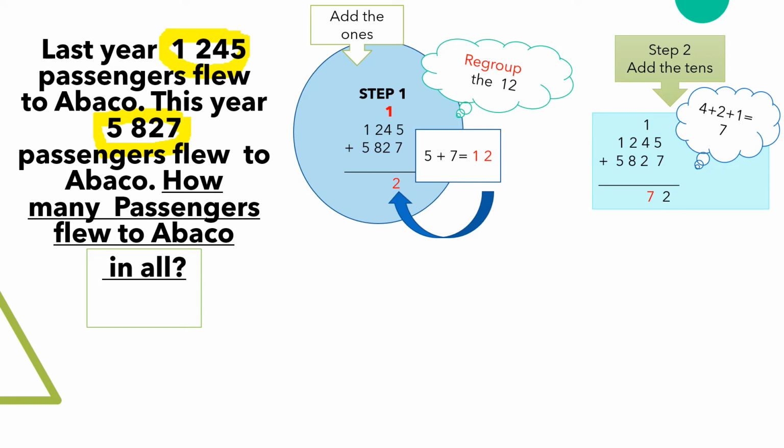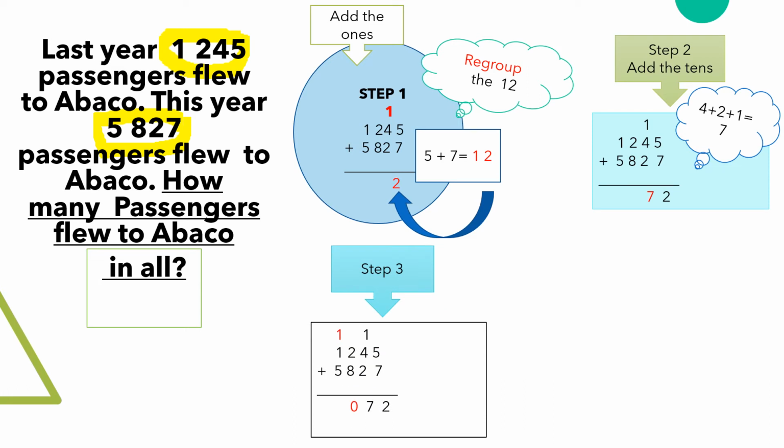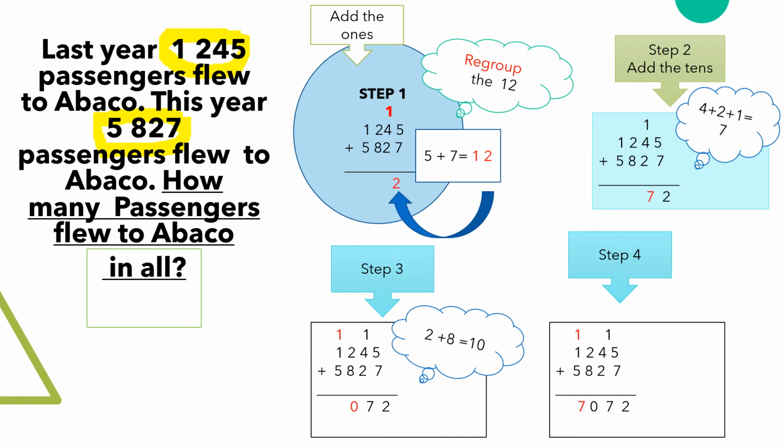We're moving along to step number 3. With step number 3, we're going to now add the digits in the hundreds place. Those digits are 2 and 8. 2 plus 8 gives me 10. I now regroup my 10 by putting the 0 underneath the hundreds place and taking the 1 over to the thousands place. Step 4. I'm going to add all the digits in the thousands place. Those digits are 1 plus 1 plus 5, which gives me 7.